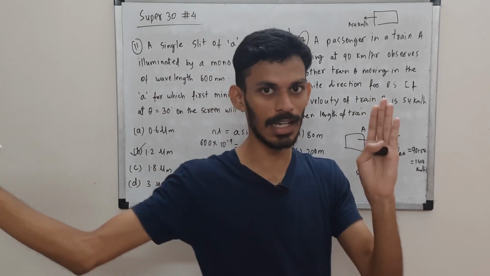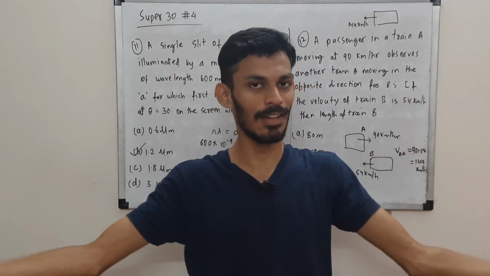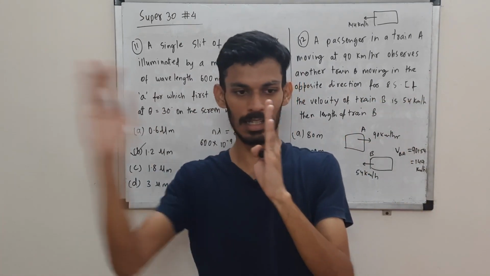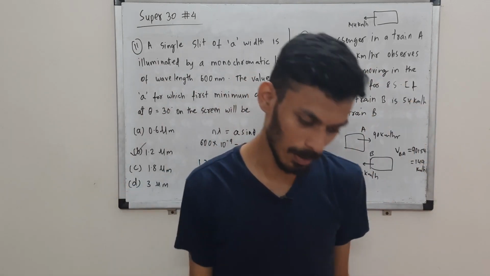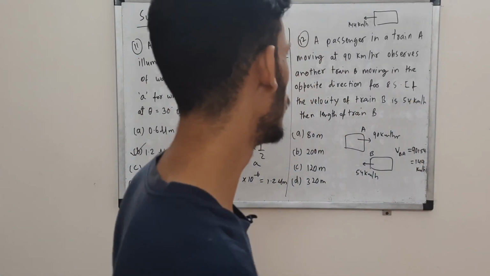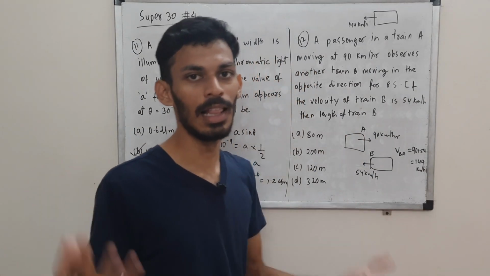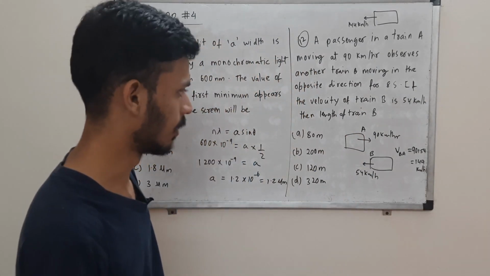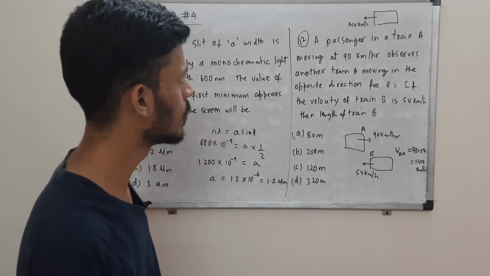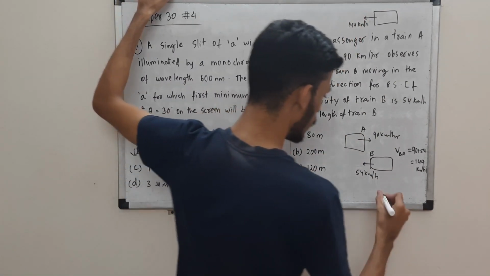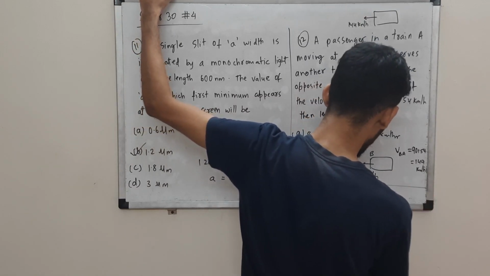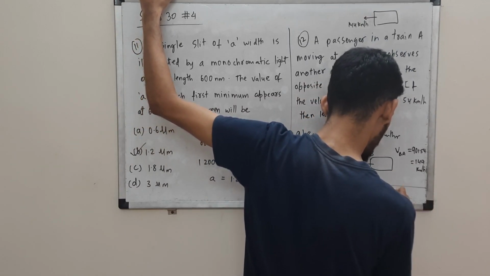So 8 seconds into the velocity will give us the distance. It takes 8 seconds for the train's front end and back end to pass, so distance will be speed into time. That will give us the length of the train. That is the concept that we are using here. Just one thing, we have to convert that 144 into meters per second. And how do we do that? 144 into 5 by 18.